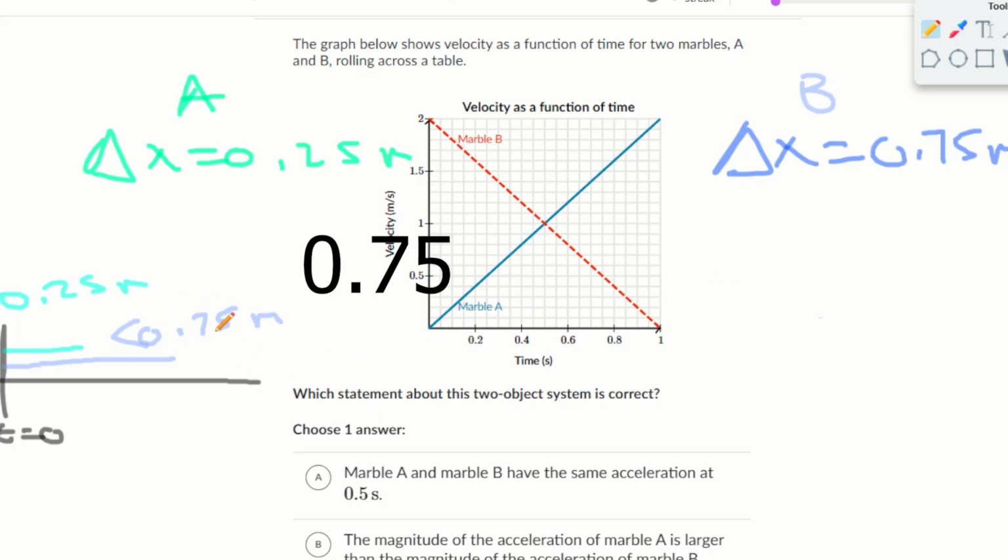Since we know that 0.5 meters is greater than 0.25 meters, that means that marble B traveled a greater distance than marble A from the origin, meaning that they did not meet at the same point at t equals 0.5 seconds. With that being said, we know that choice C is not our choice.